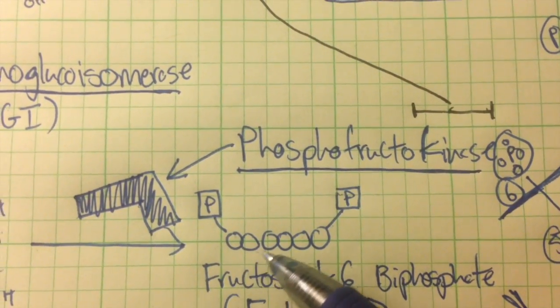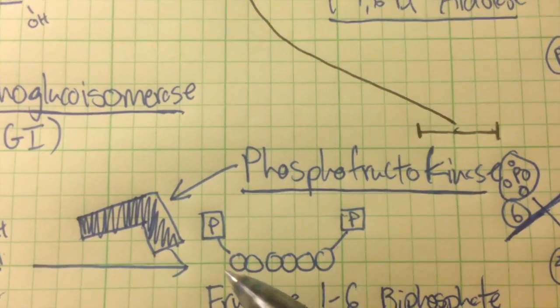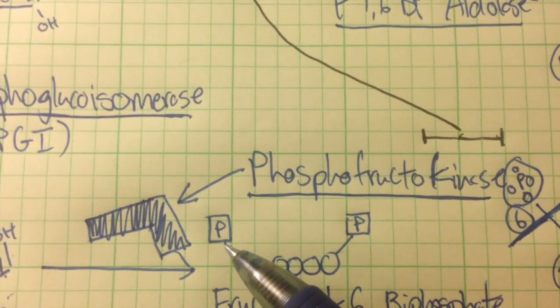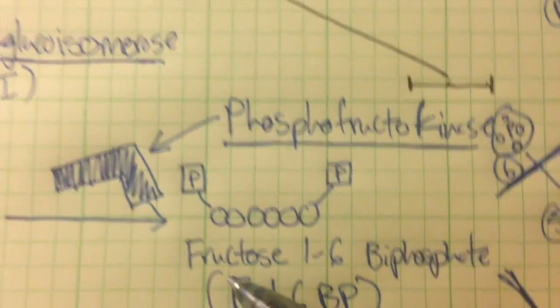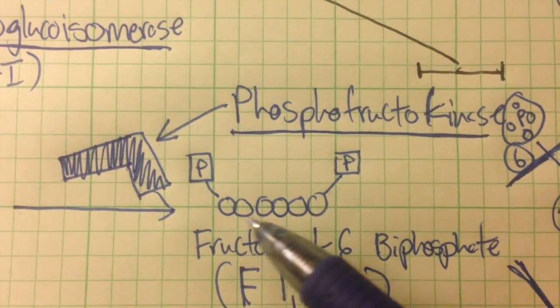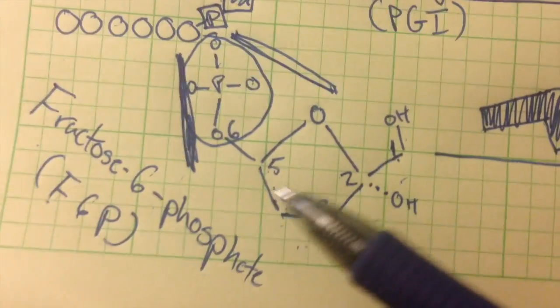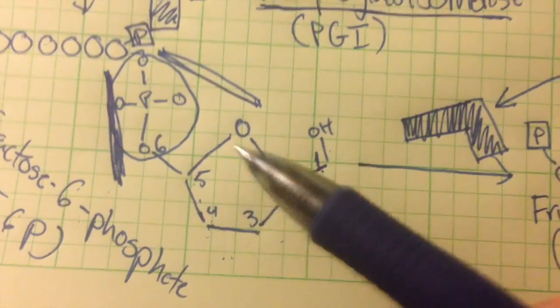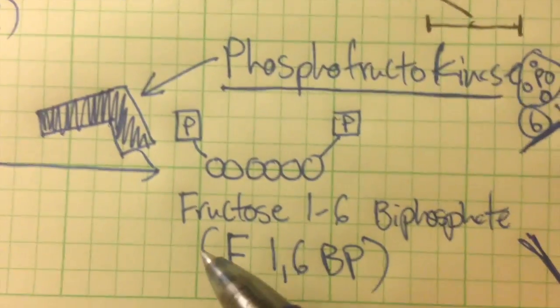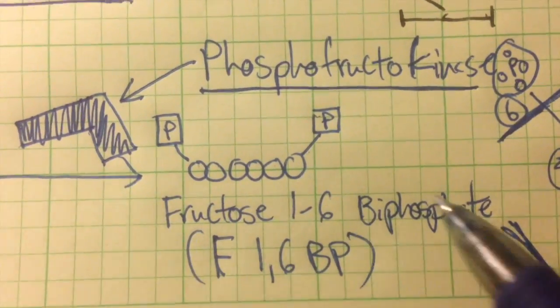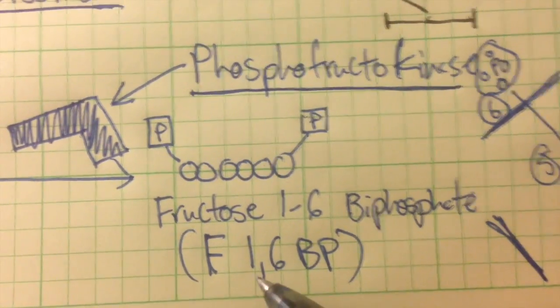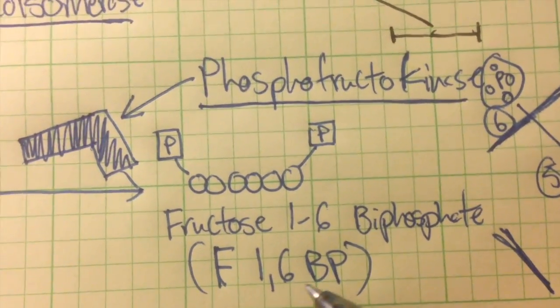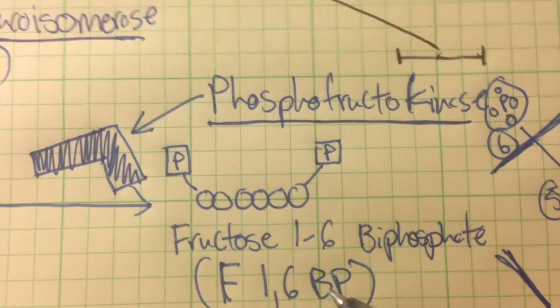So we've got 1, 2, 3, 4, 5, 6 carbons. So on my first carbon, I've got a phosphoryl group, and on my 6th carbon, I've got a phosphoryl group, and that's going to make me my fructose because it's still in this pentagonal shape. It's a fructose 1,6 biphosphate, F16BP. Fructose 1,6, so first and 6th carbon biphosphate, 2 phosphate groups.